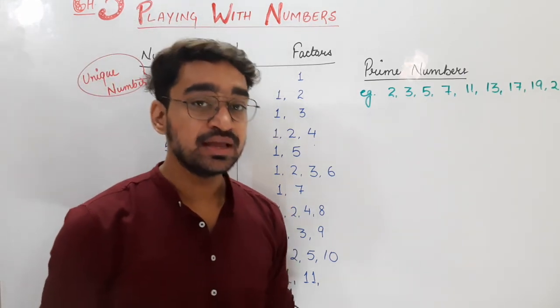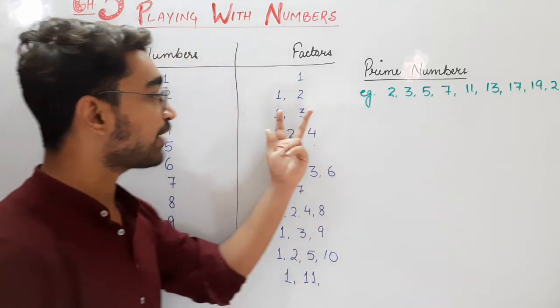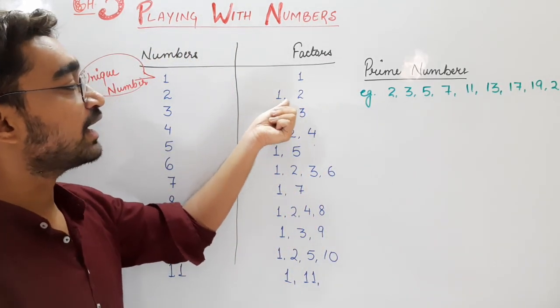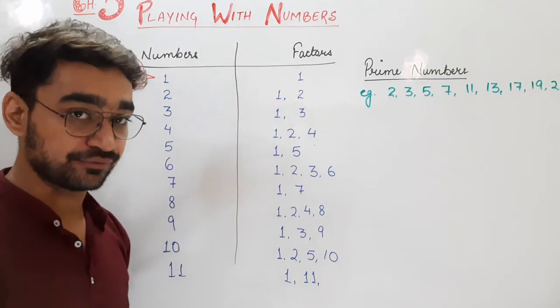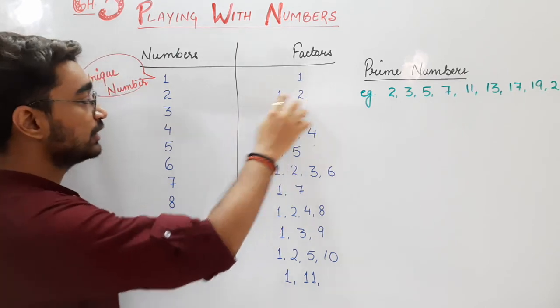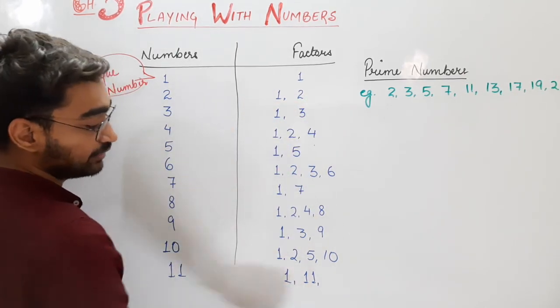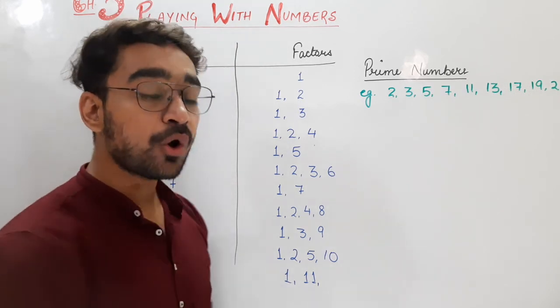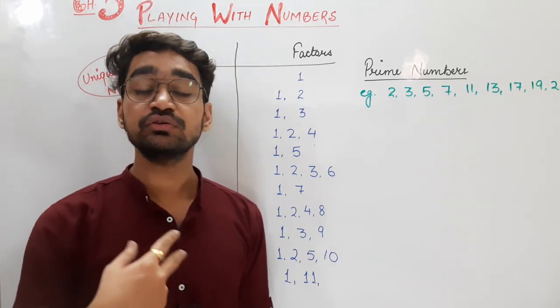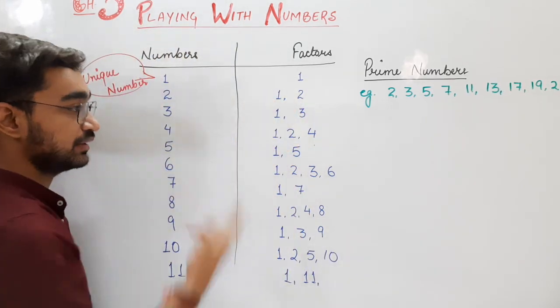So again, prime numbers are those numbers which have only two factors, the number 1 and the number itself. The number itself means if it is 2, then 2; 3, then 3; 5, then 5; 7, then 7; 11, then 11. It should not have any other factors, or more than two factors. The factors should be 1 and the number itself.